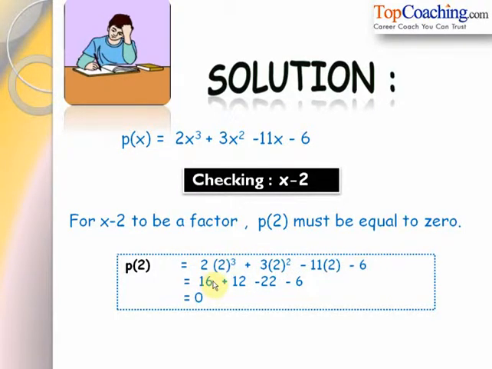This gives 16, this gives 12, this gives minus 22, and this gives 6. When we add them up, we get p of 2 equal to 0. Thus, from the factor theorem, x minus 2 becomes a factor of p of x, or we can say that x minus 2 completely divides p of x without leaving any remainder.